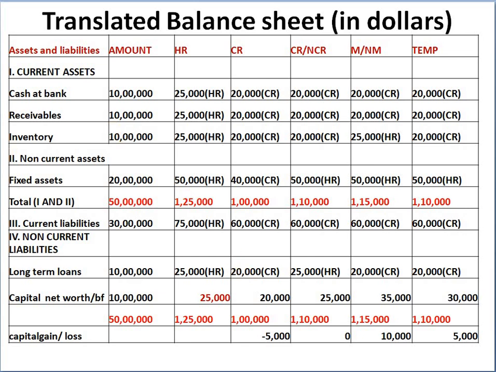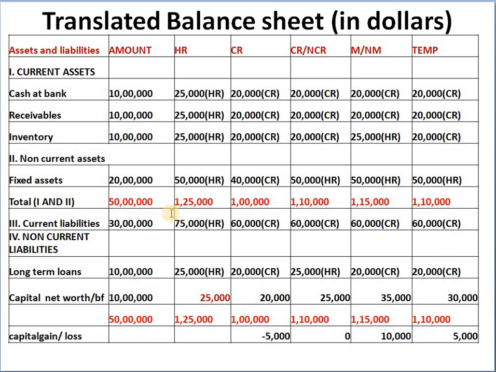So current liabilities are finished now. Now come to the non-current liability. Under this non-current liability, you have only one item, that is long-term loans. Long-term loans, they have given 10 lakh. Under this historical rate method, long-term loans is recorded at the historical rate. So 10 lakh divided by 40, you are going to get 25,000. 10 lakh divided by 50, you are going to get 20,000. 10 lakh divided by 40, you will get 25,000. 10 lakh divided by 50, you are going to get 20,000. Again 10 lakh divided by 50, 20,000.